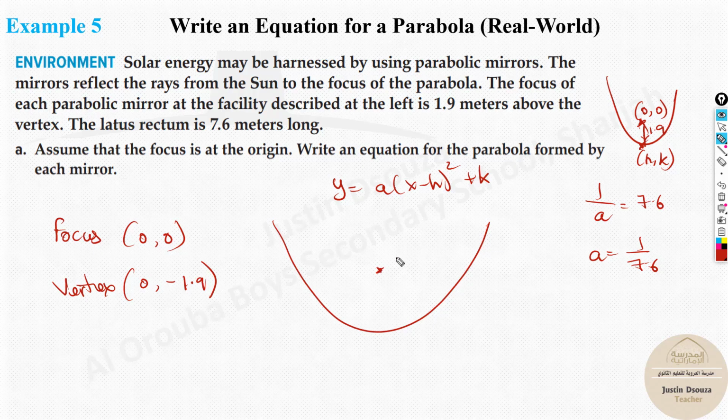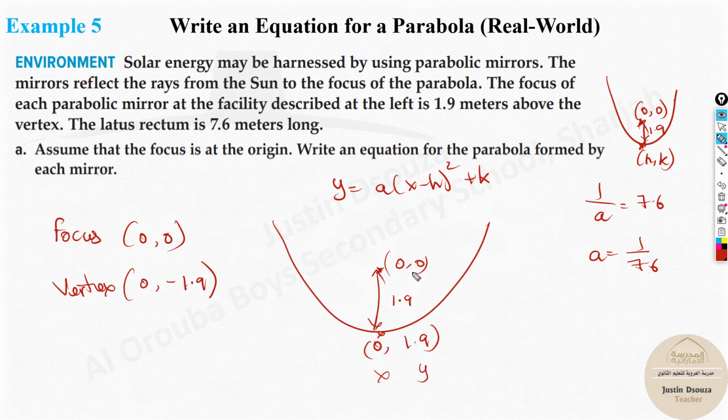This is focus, origin at 0 comma 0. This is the vertex. We know that the distance between this is 1.9 meters because the focus is 1.9 meters above the vertex. We need to know what are the coordinates over here. Obviously, they must be in the same x-axis. X value does not change. It must be 0. What is this distance? It is 1.9, right? That is the vertical distance, x and y.